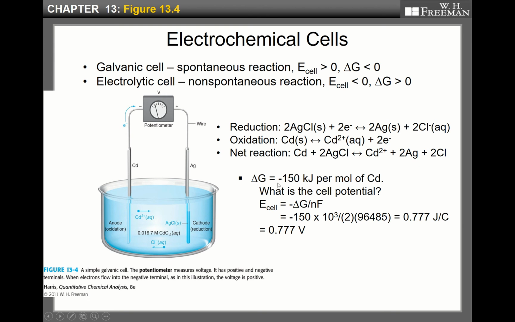Here the delta G is already known: minus 150 times 10 to the 3, because this is kilojoule, and divide by the number of electrons. Since this is per mole of cadmium, 1 mole of cadmium involves 2 moles of electrons. So you have to divide by 2 and also divide by the Faraday constant, and then you can get 0.777 joule per coulomb. What's the unit of this? Joule per coulomb. That's a volt. Very simple, but very important.